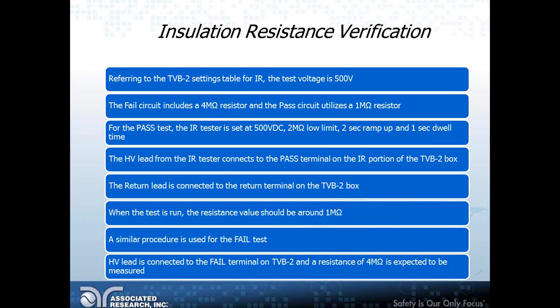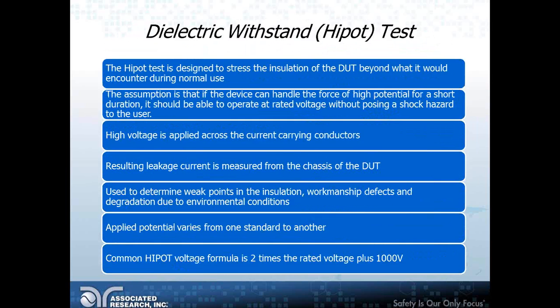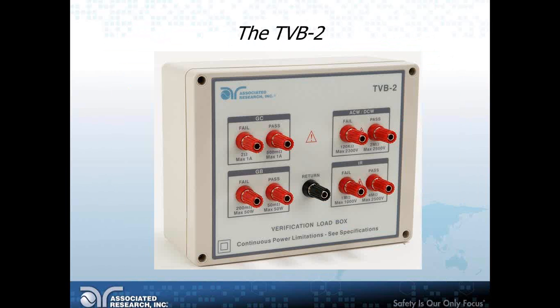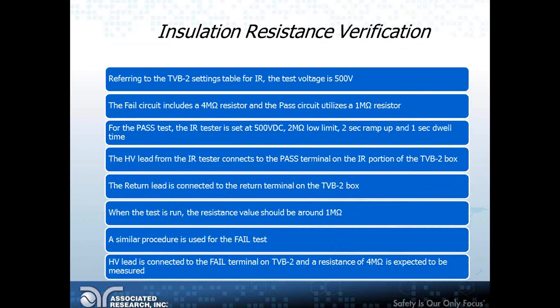So we're going to use our, again, the TVB2 box. For the insulation resistance test, let's go back to the picture real quick, and you'll see on the bottom right corner this time IR. That's the portion that's going to be used when insulation resistance test verification is run using the TVB2 box. Again, you can see there's a fail port and a pass port. The fail side utilizes a 1 mega ohm resistor, the pass side a 4 mega ohm resistor, and once again the return port is going to be used for our verification.